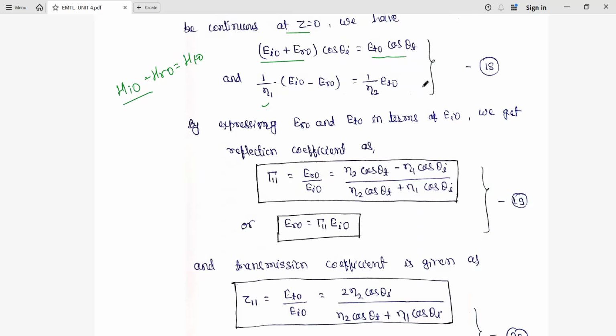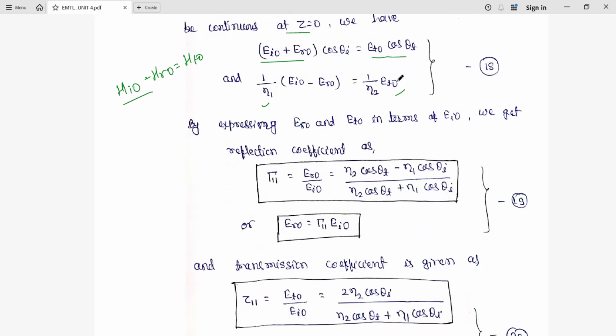Now, how we have done in the normal incidence, in the same way, we'll try to eliminate one component here. Since we know that the reflection coefficient is the ratio of E_r0 by E_i, reflected component divided by incident component, here we are trying to eliminate the E_t0 value of equation 18. On that basis, we get eta 2 cos theta_t minus eta 1 cos theta_i divided by eta 2 cos theta_t plus eta 1 cos theta_i.